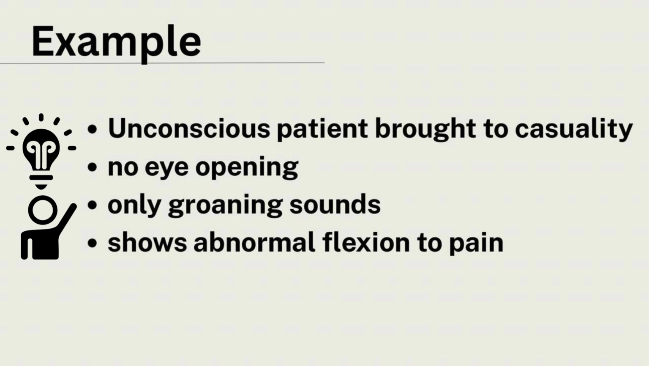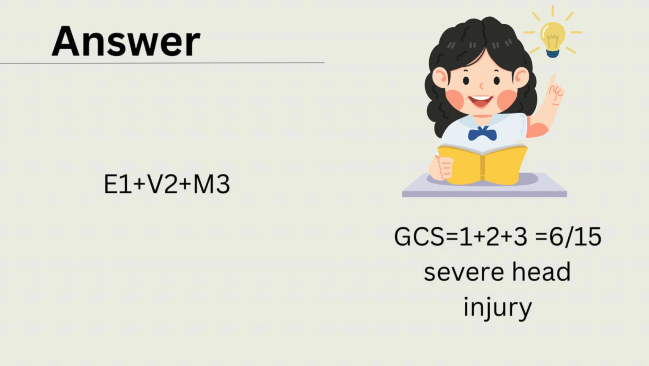Let's see another example. The unconscious patient brought to a casualty. No eye opening, only groaning sounds and shows abnormal flexion to pain. So the score is, for eye opening, we give 1 because the patient doesn't open his eyes. Score for the verbal response is 2. That is, the patient gives only incomprehensible sounds. That is, he produces only groaning sounds.